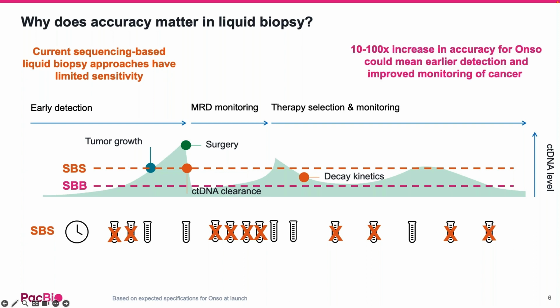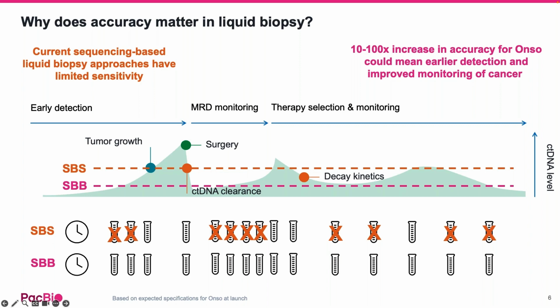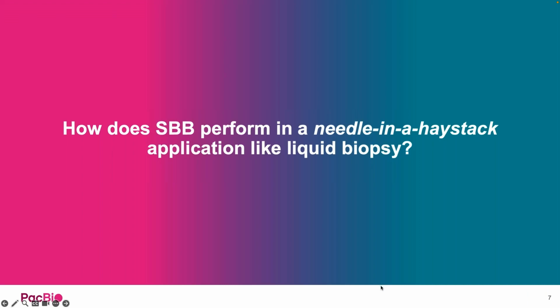In contrast, SBB, with a 10 to 100-fold increase in accuracy, lowers that limit of detection. And what that means is that more of these time points are therefore detectable, which could potentially result in earlier detection of cancer or recurrence. Okay, so that all sounds great. Let's see what the data looks like. How does SBB actually perform for a needle in a haystack application like liquid biopsy?